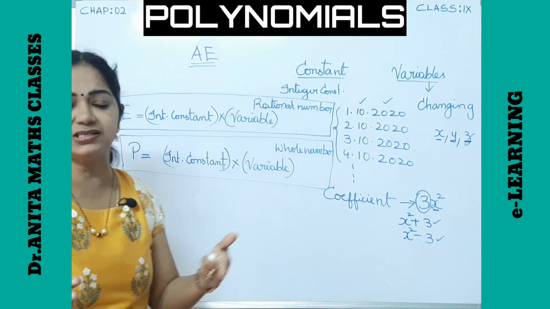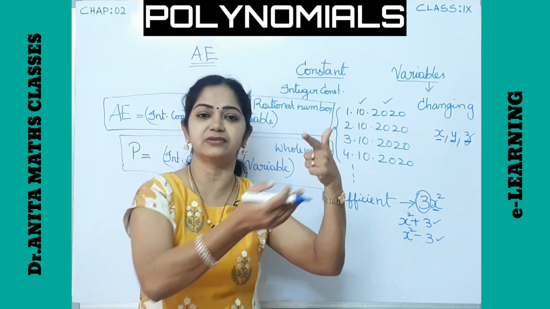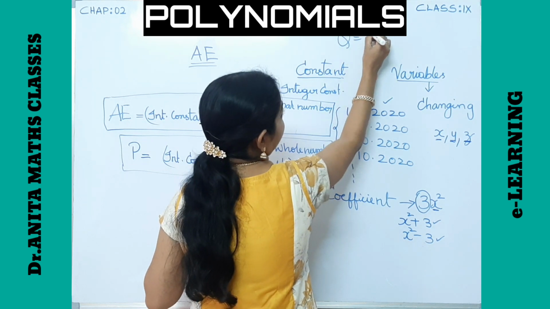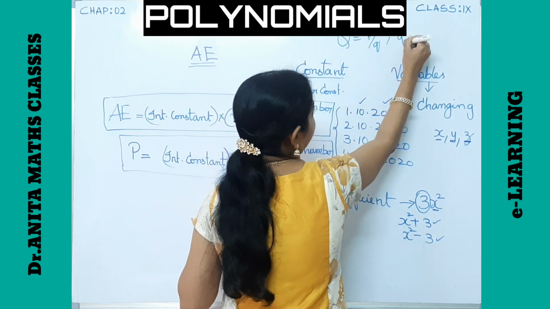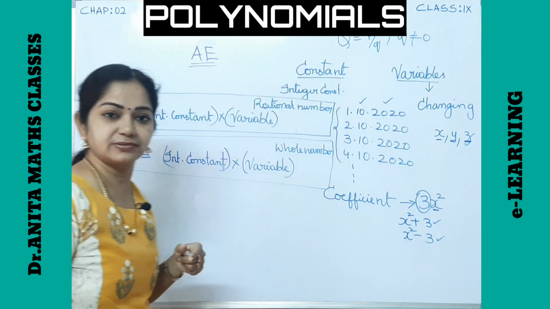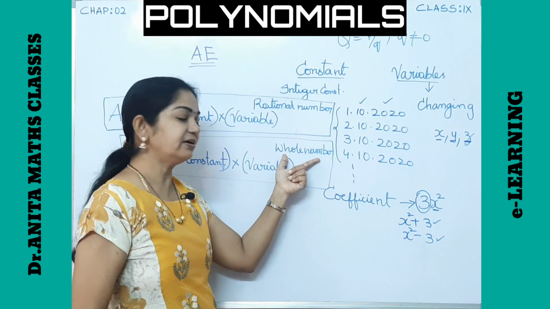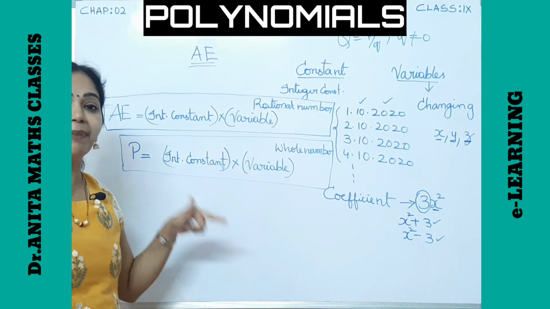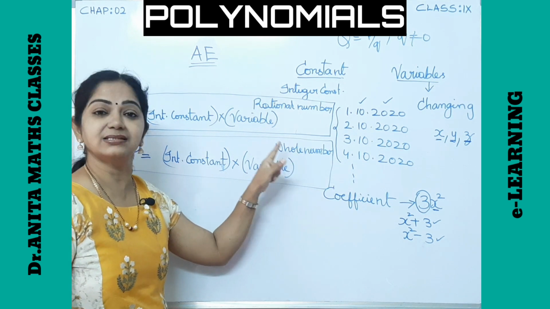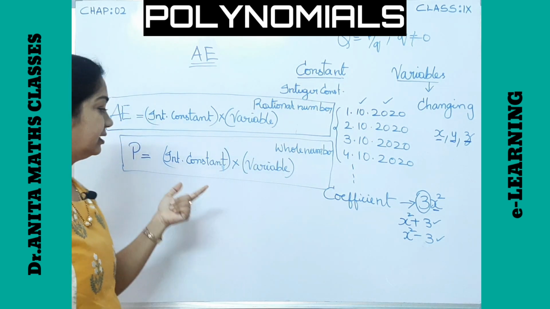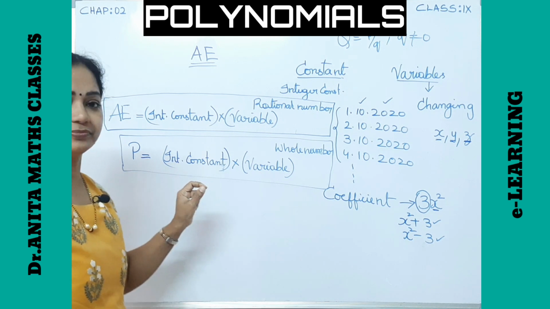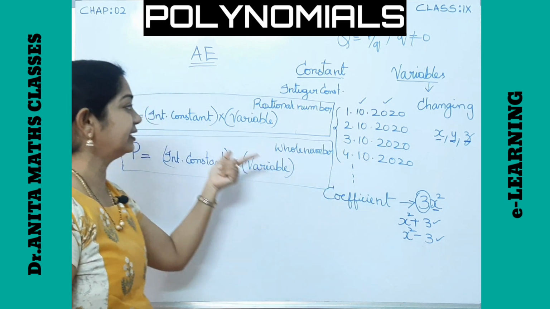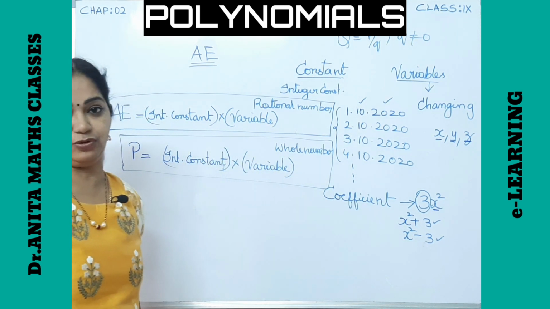Rational numbers are the numbers written in the form p by q, where q is not equal to 0, isn't it? That is rational numbers. But for a polynomial, I am telling that it is an algebraic expression but having a whole number as an exponent to the variable, right? So all polynomials can be algebraic expressions, but all algebraic expressions cannot be polynomials, right?